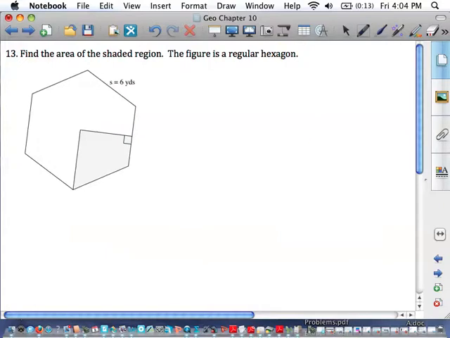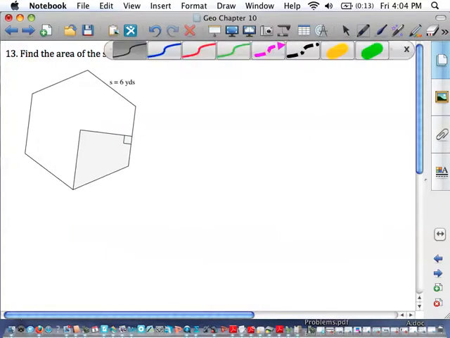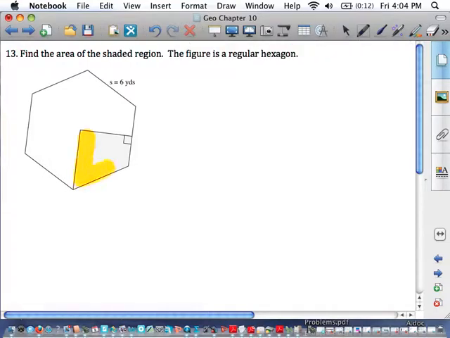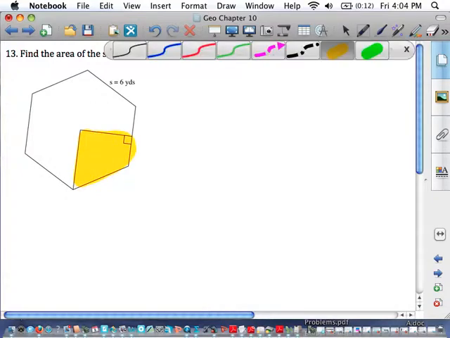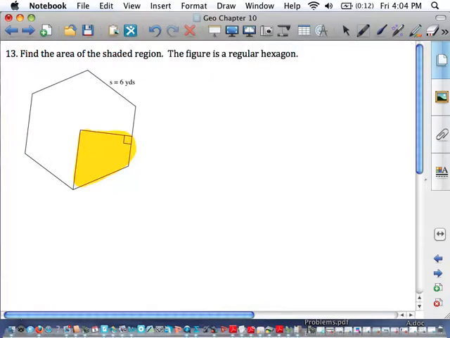Moving on to number 13. Oh, this one looks a lot trickier than it actually is. This is the shaded region. Didn't show well on my form, but hopefully it shows well enough on your form. And again, you are told that it is a regular hexagon and you are given a side length of 6. So one of the keys to this particular picture is to recognize the two shapes that make up this shaded region. So I'm going to draw in a radii, another radii right here.